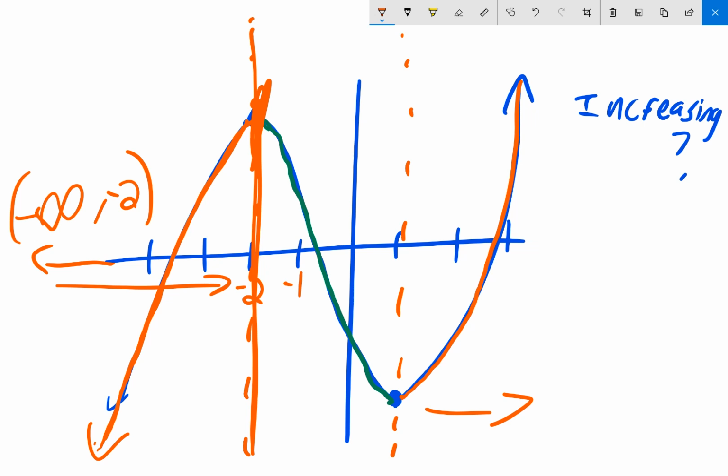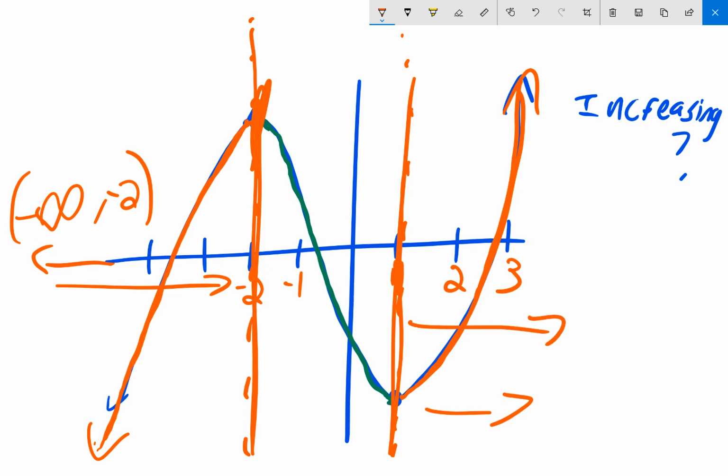But let's talk about where it starts increasing again. Where does it start increasing? Right here at +1, right? This is 1, that's 2, that's 3. So here at 1, it turns around and starts increasing again, and it increases forever. So it goes from 1 all the way to positive infinity, since it's going to continue forever, increasing. So that's how I would say my interval.